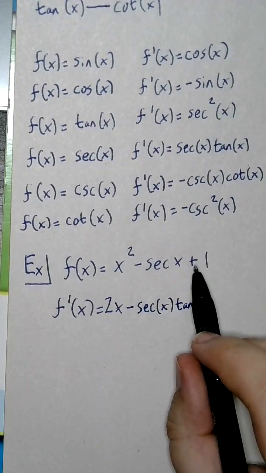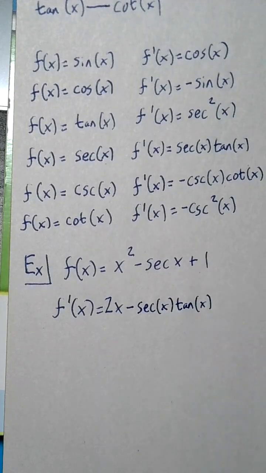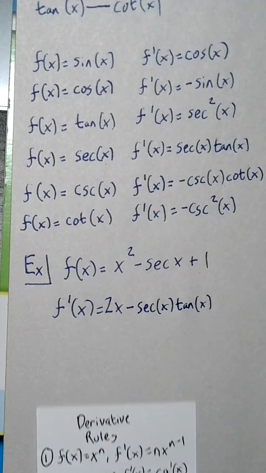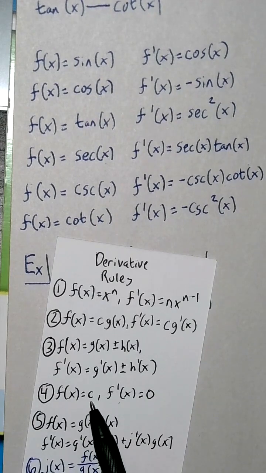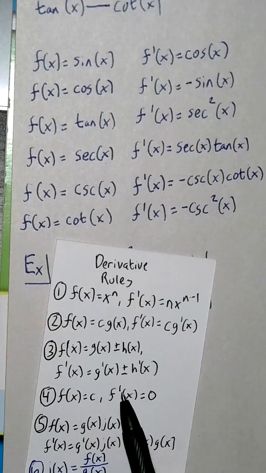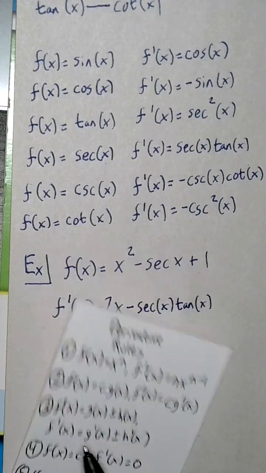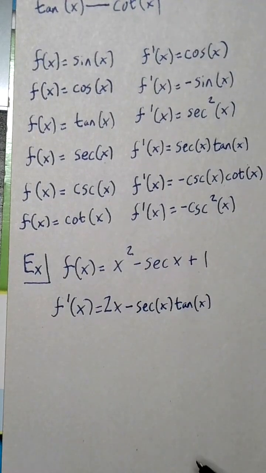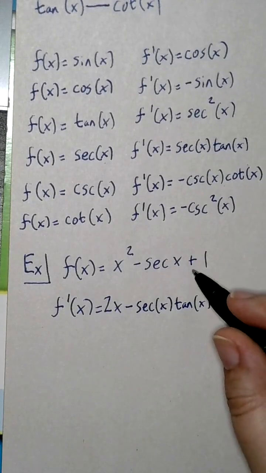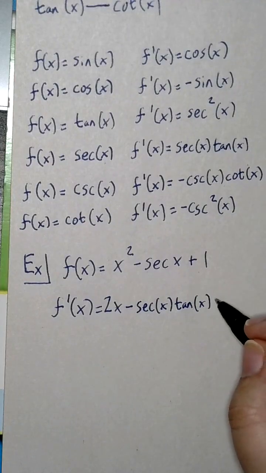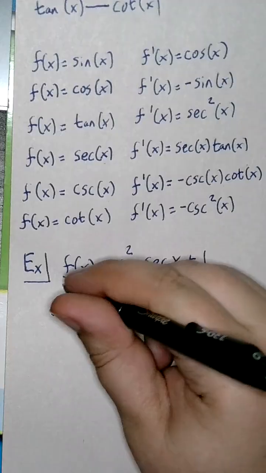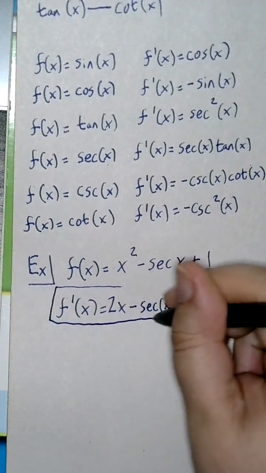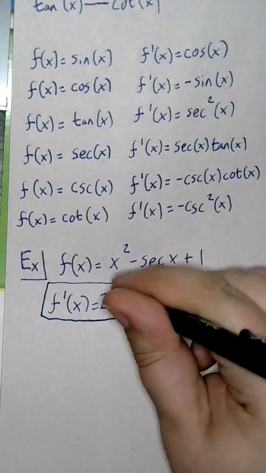And finally, I have the derivative of 1. Well, 1 is a constant. And if we look here, if f of x is equal to a constant, f prime of x is going to be 0. So the derivative of 1 is simply 0. That's right, Brand. Because it's going to be 0, I'm not going to bother to write plus 0 or minus 0, because doing that is the same as this. So this is our answer. That is our derivative.